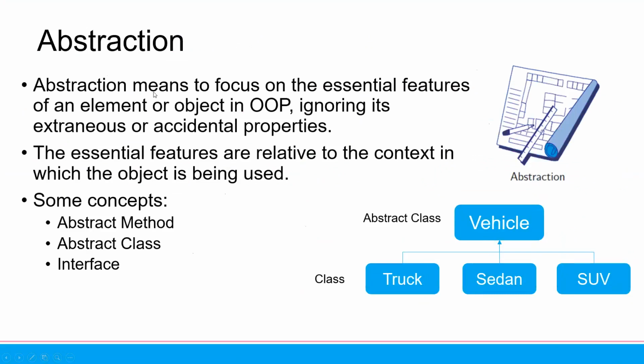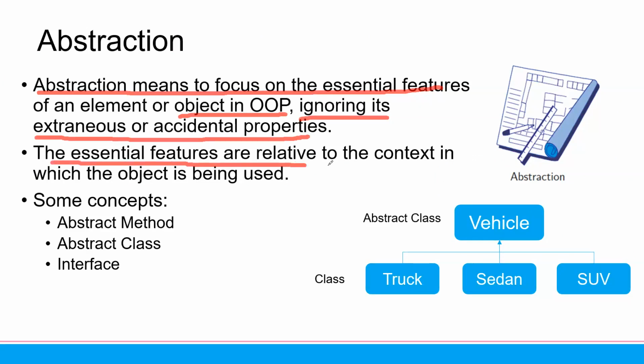Abstraction. What is the meaning of abstraction? Abstraction means to focus on the essential features of an element or object in OOP, or object-oriented programming, and we ignore its extraneous or accidental properties. The essential features are relative to the context in which the object is being used.